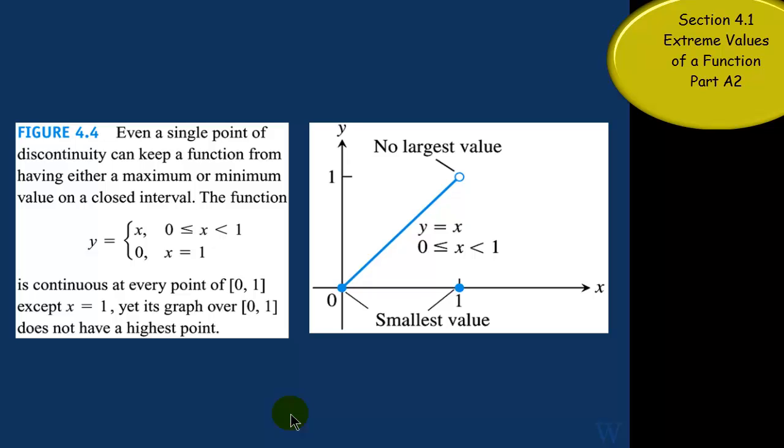Okay, let's look at this particular example. We have that f of x is equal to the diagonal from 0 to 1, and then it's equal to 0 at x equal to 1. Okay, so by looking at the graph, we have a discontinuity occurring at x equal to 1. And so this does have the minimum value occurring at 0 and 1, but it does not have an absolute maximum because this function is not continuous at x equal to 1.